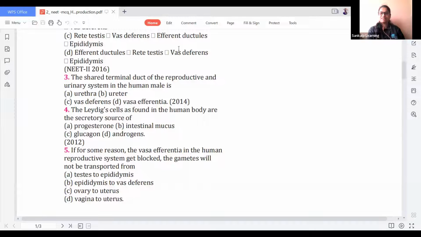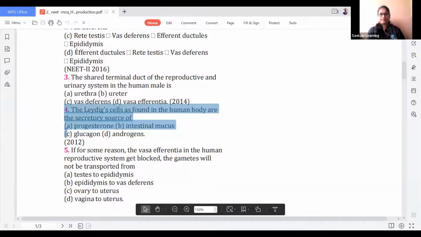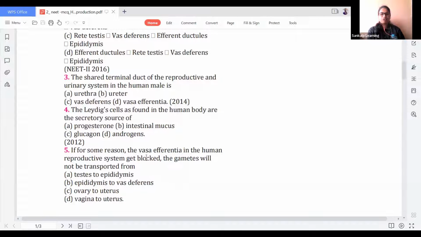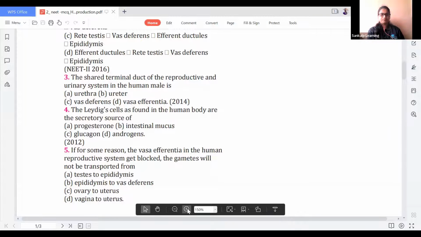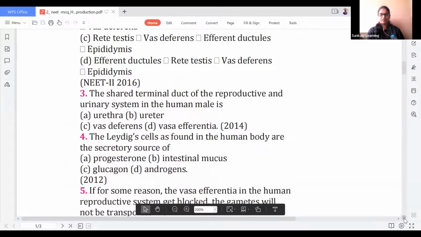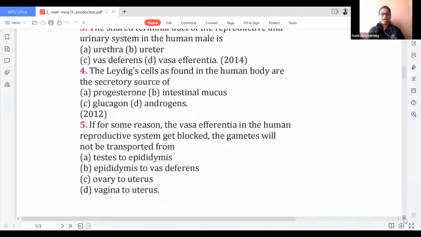Is the fifth question not visible on the screen? I read it twice, can you not see it? Fifth question, I read it twice. If for some reason the vasa efferentia in the human reproductive system gets blocked, the gamete will not be transported from. Can you see the fifth question? What is your response, guys?